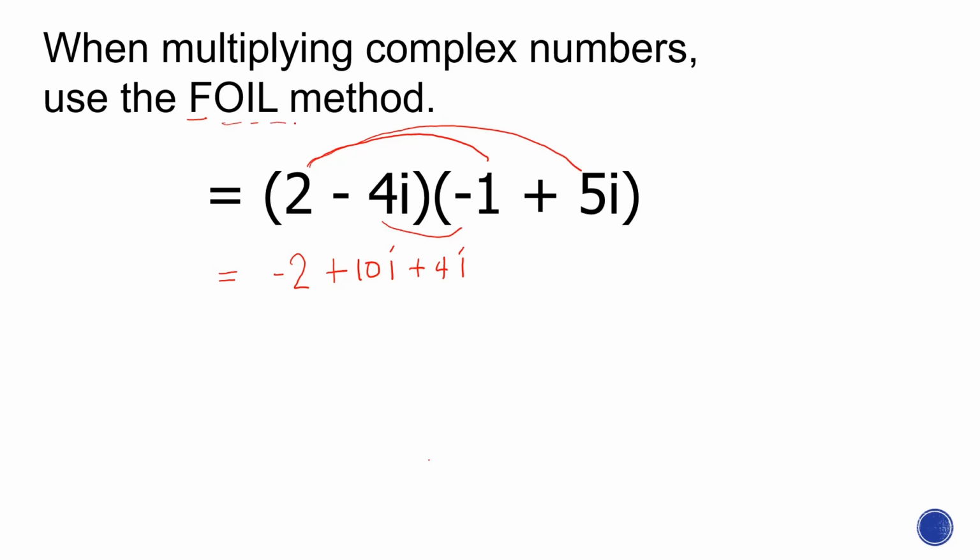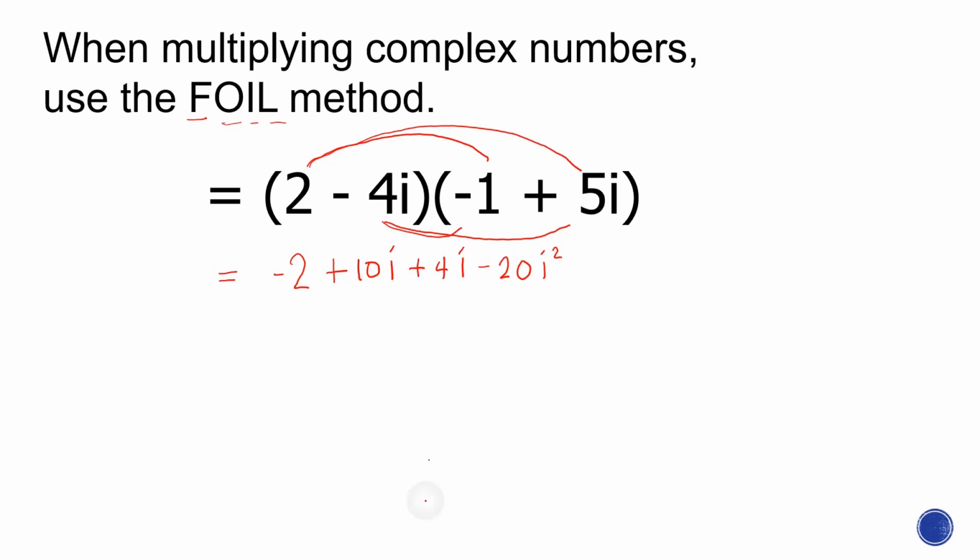And then L stands for the last terms. That's negative 4i times positive 5i. So this is equal to negative 20i squared. That negative 2 is because of negative 2 times negative 1. That positive 10i is because of 2 times 5i. And that positive 4i is because of negative 4i times negative 1. And that negative 20i squared is because of negative 4i times 5i.